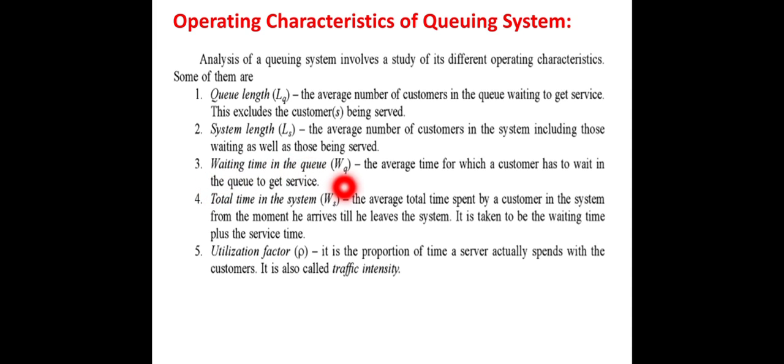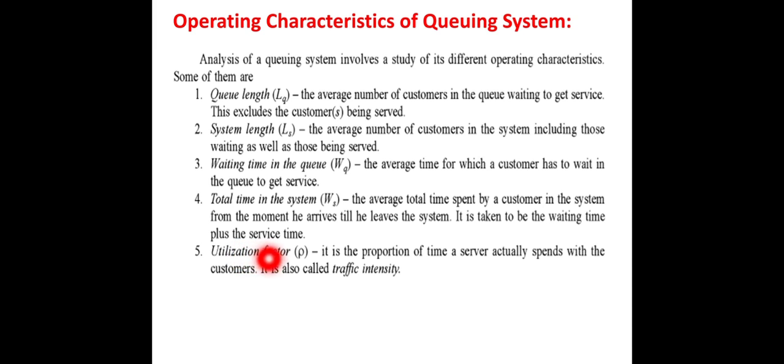Waiting time in the queue, that is WQ, is the average time for which a customer has to wait in the queue to get service. Next is total time in the system, that is WS, the average total time spent by a customer in the system from the moment he arrives till he leaves, taken to be the waiting time plus the service time. For example, if he has an enquiry about a bank loan, he first meets the manager or loan in-charge and gets the details. After that he comes and stands in the queue to deposit or withdraw money. So all the activities he performs are considered for total time in the system.